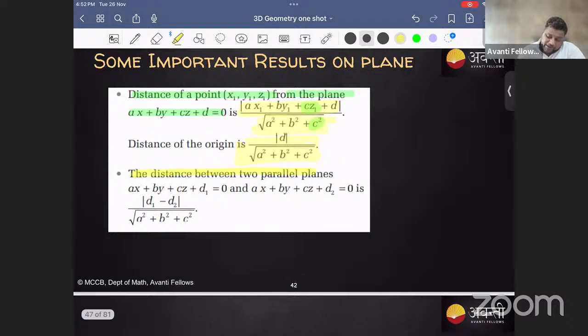Now distance between two parallel planes ax plus by plus cz plus d1 equal to 0 and ax plus by plus cz plus d2 equal to 0. So this distance is going to be d1 minus d2 upon under root of a square plus b square plus c square. Remember one thing, while applying this formula, either both d1 and d2 should be on the right side of equality or both should be on the left side of equality. Don't use it one on the left side and other on the right side.